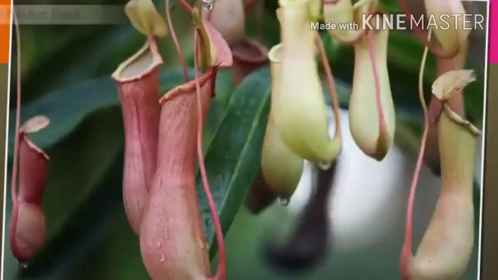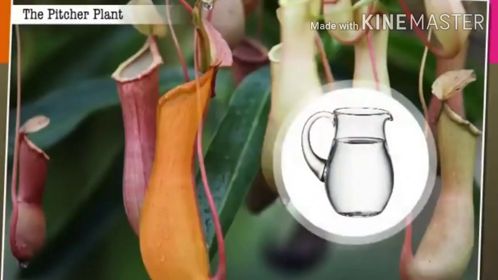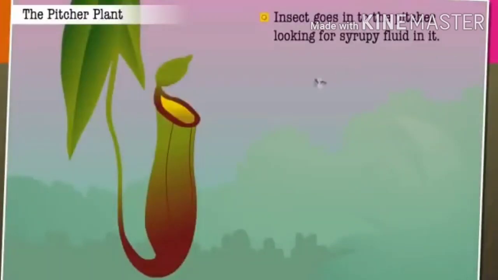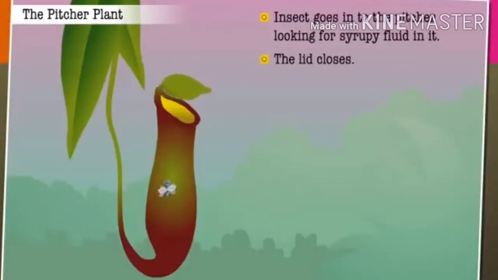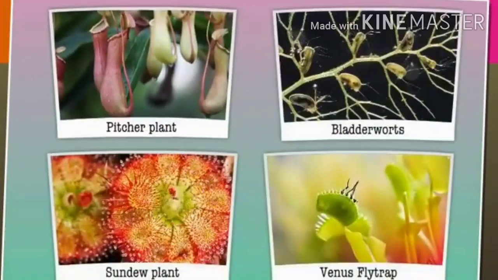This is a picture of a pitcher plant. It definitely got its name because of its shape, just like a pitcher of water. Here, the insects go into the pitcher looking for some syrupy fluid in the pitcher. But they get stuck in the pitcher as the lid closes. What happened after that? The plant secretes enzymes or digestive juices inside the pitcher and the insect is digested.